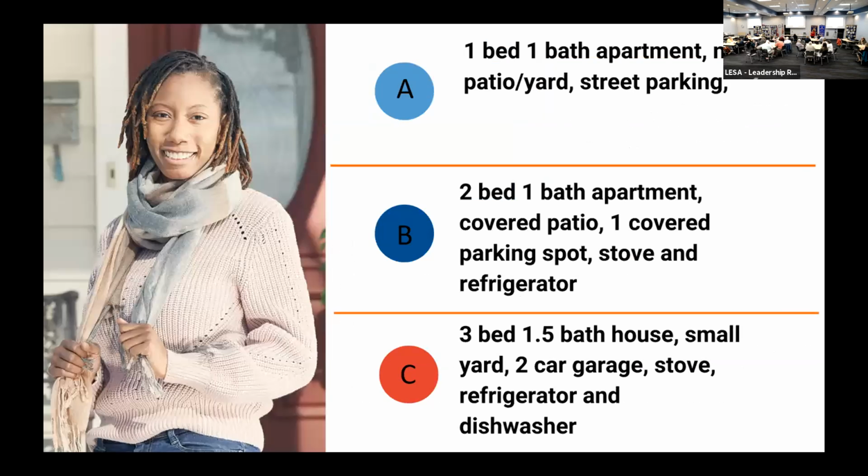do. Okay? You have to have some place to live in this county. If you would like your family of the demographic I described to have a 1-bed, 1-bath apartment, no patio or yard, street parking, you're going to take away 1 point. If you want a 2-bed, 1-bath apartment, covered patio, covered parking spot, stove and refrigerator included, 2 points. And if you want a 3-bed, 1.5-bath house, a small yard, a 2-car garage, a stove, refrigerator, and dishwasher, you're going to take away 3 points. So if you had 20, take away your points. You should have a subtotal. All right. You have some place to live now.